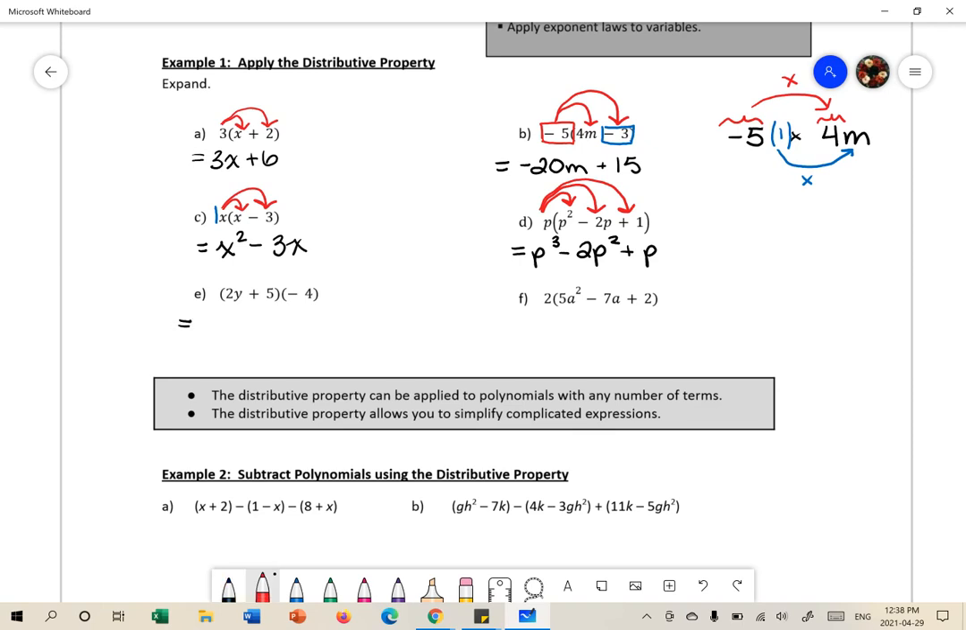Next, this is just using the distributive property in the opposite way. So the coefficient is on this side of the polynomial. We still have to multiply it by both terms inside the polynomial.